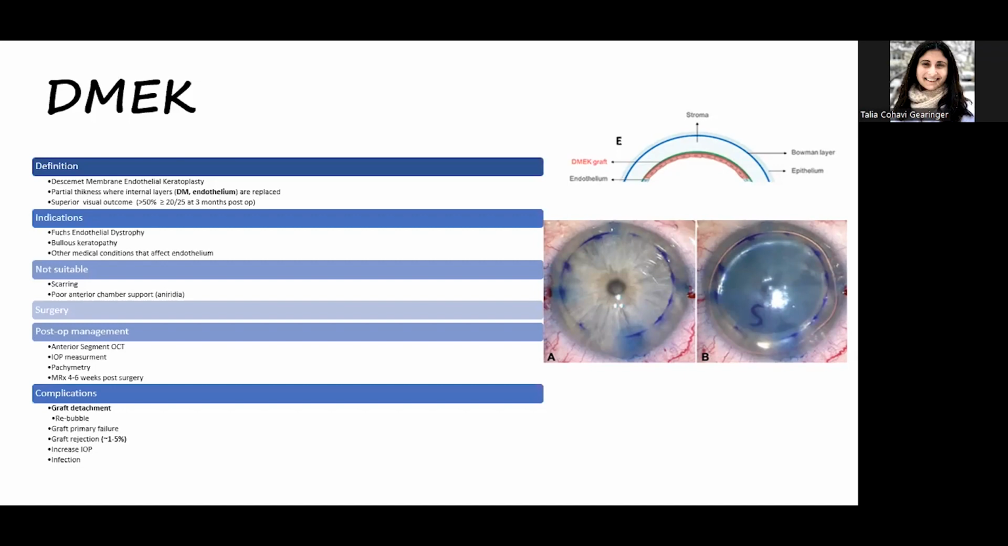Complications, same as the DSEK, there's a complication of graft detachment. Usually in DMEK, the graft detachment has a higher percentage. And as time goes by with the surgeon's expertise, that detachment rate can decrease, but it's more common than in the DSEK because of how thin that tissue is. So the anterior segment OCT guides us to know how much is the detachment, if we have to rebubble or not. We have the other same complications: failure, rejection, increased pressure, and infection.